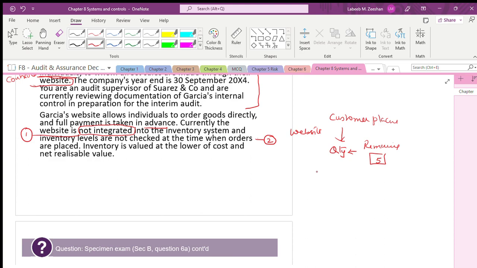Inventory is valued at the lower of cost and net realizable value. Fine, that is one of the good things. That is as per IAS 2.